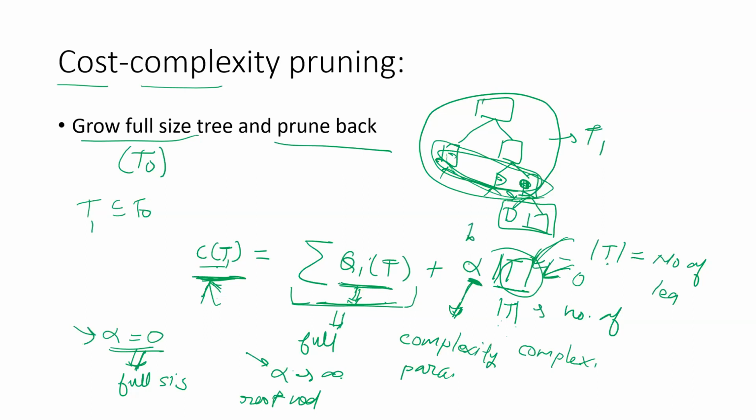For a given alpha, you choose among all possible trees. You always have a finite number of subtrees, T1, T2, T3, Tn. Let's say these are your finite number of trees, and you will check the value of C(T). For a given alpha, you check the values of C(T), and for the one where it is minimum, you choose that subtree, rather than the full size tree. Let's say T3 is minimum. For some different values of alpha, you do the same procedure and check which gives you the lowest C(T) value. That subtree is taken as your final tree. So that's what happens in cost complexity pruning.